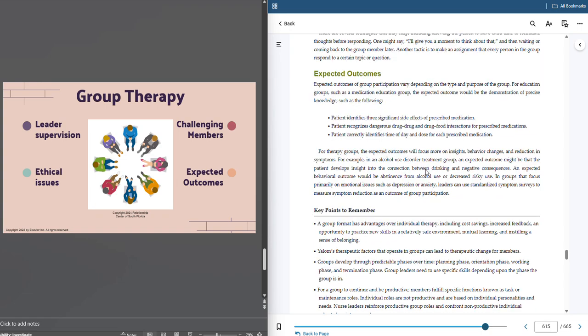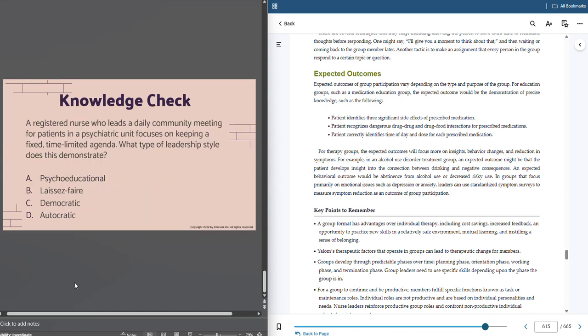Your expected outcomes. If you're in a medication group, you need to educate on awareness of side effects and interactions, as well as identification of time and dose for each drug taken. In therapy groups, the focus is on insight, behavior change, and a reduction in your patient's symptoms. So a registered nurse who leads a daily community meeting for patients in a psychiatric unit focuses on keeping a fixed, time-limited agenda. What type of leadership style does this demonstrate? D, autocratic.